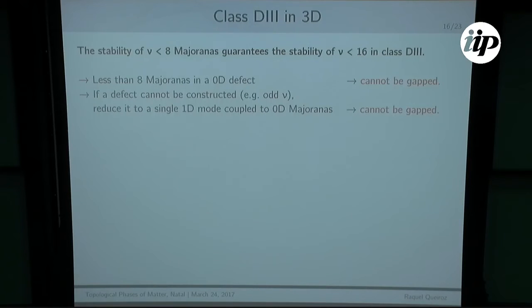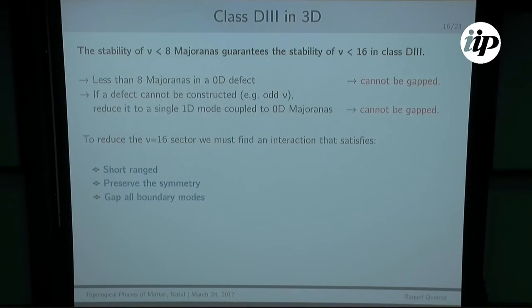So in order to reduce this topological sector, we need to find an interaction which is, of course, short range. You don't want to couple the edge modes just simply by introducing long range interactions, which preserves the symmetry and will necessarily gap all boundary modes. And this can simply be done by using the symmetry operator itself. When we look at this interacting Hamiltonian, we can see that by acting exactly with the same projectors, by looking at the defect mode, what we will have is the interaction that we needed to gap the Majoranas.